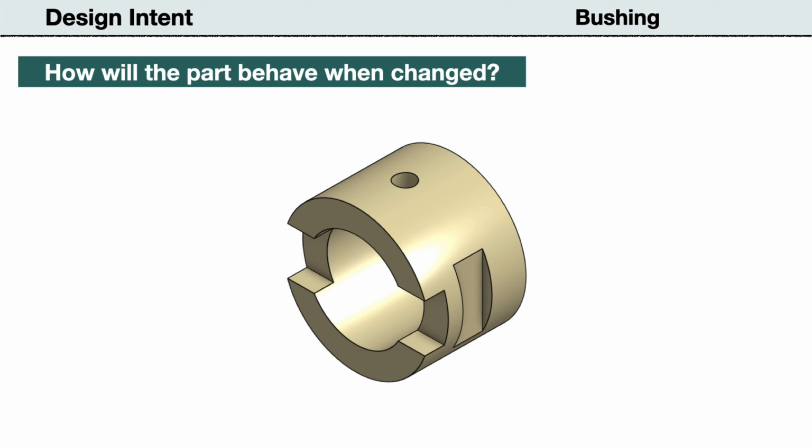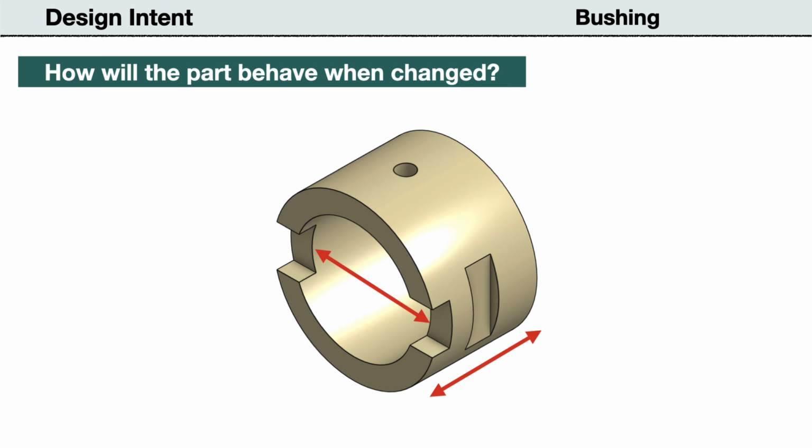When creating the model, the choice and order of placing constraints will determine if the model will change predictively. And if the design intent is applied correctly, we can change the inside diameter and length of the bushing, the holes and other features will remain centered, and the part will update without errors.